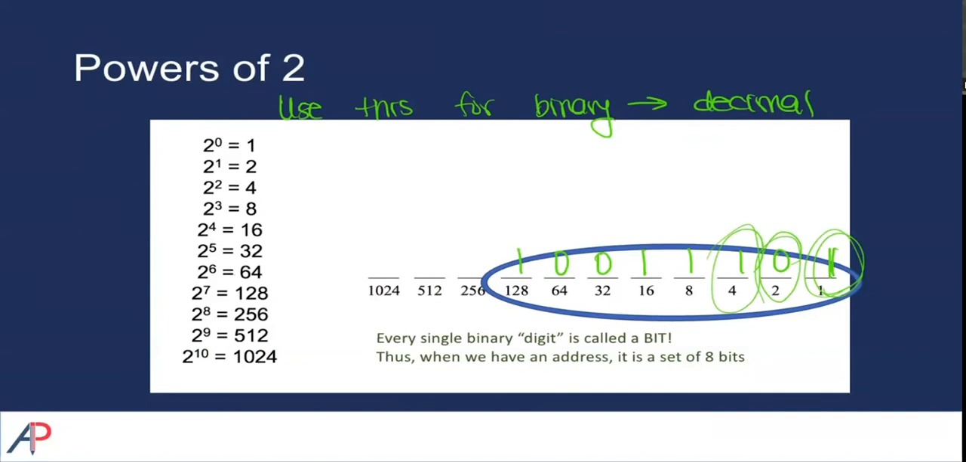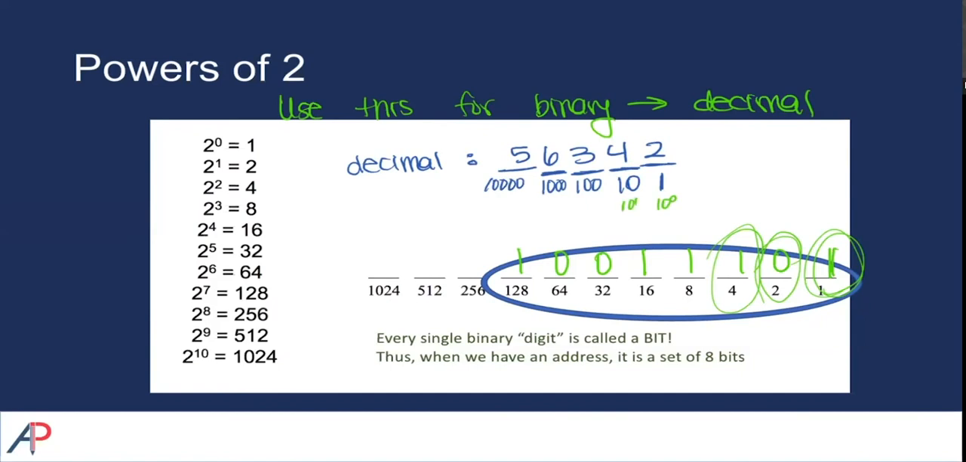If I were to give an analogy, let's say I have a decimal number, 56,342. This 2 is in the ones place. This 4 is in the tens place. This 3 is in the hundreds place. This 6 is in the thousands place. This 5 is in the 10,000s place, which if we were to write in exponential terms, this 2 is in the 10 to the 0 spot. This 4 is in the 10 to the first spot. This is 10 to the second power, 10 to the third power, and 10 to the fourth power.